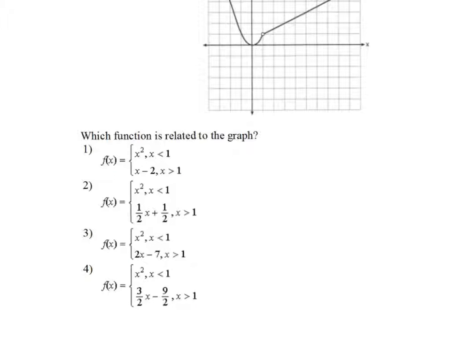Okay, so a function is graphed on the set of axes below. So as you can see, there's 2. I see the brackets. Immediately I think of piecewise functions. And I can tell that I have a parabolic graph to the left here, and then I have a linear graph to the right here.